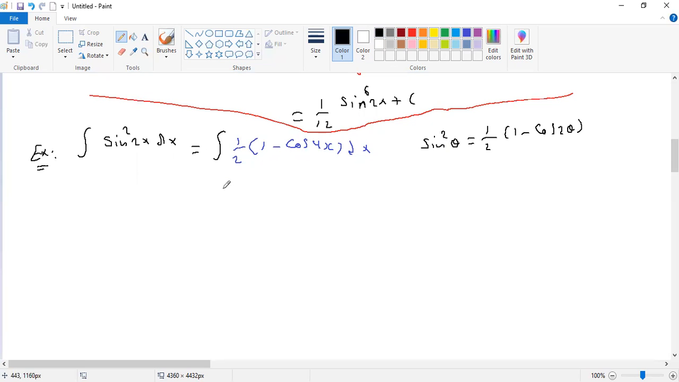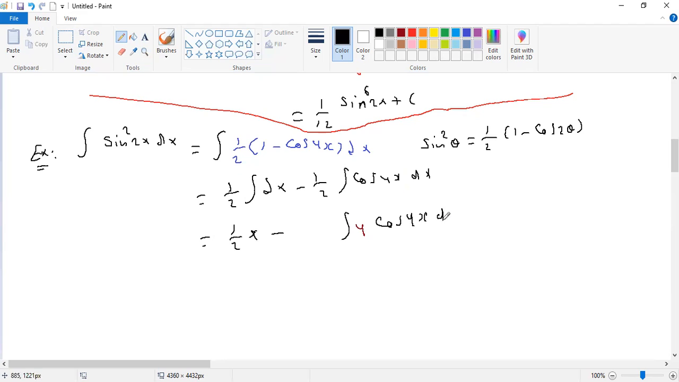Then how do we find the answer? One by one. First, half times 1 will be half integral of 1 dx minus half integral of cosine 4x dx, term by term. This equals half x minus the second one, the integral of cosine, but you need the derivative of the angle. The derivative of 4x is 4, so I need to multiply by 4 inside the integral.